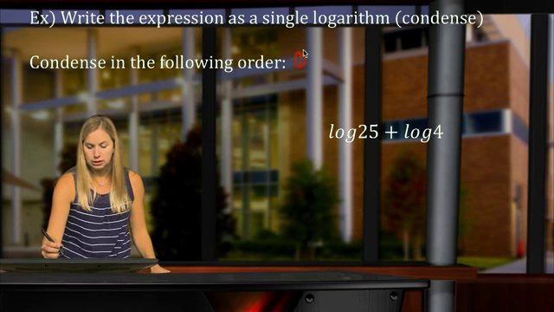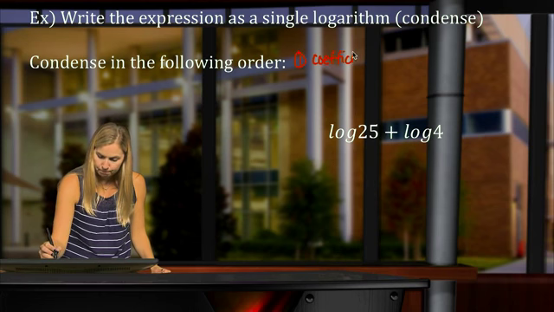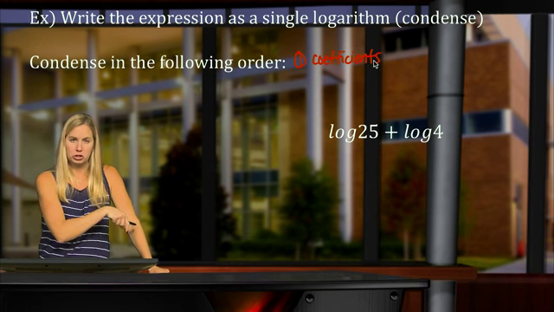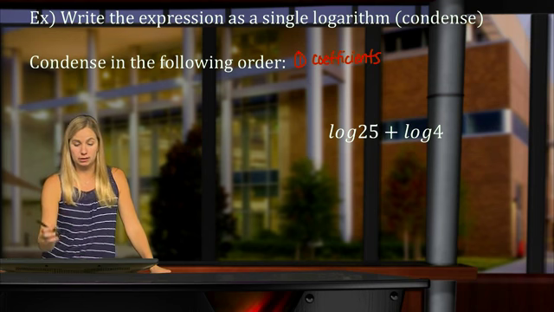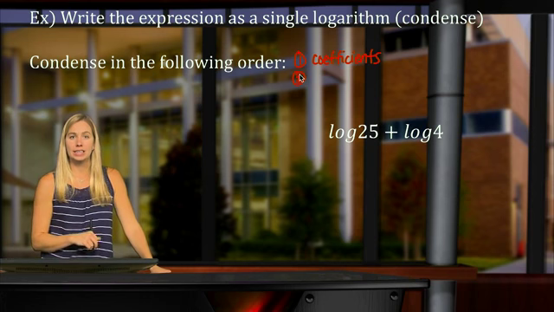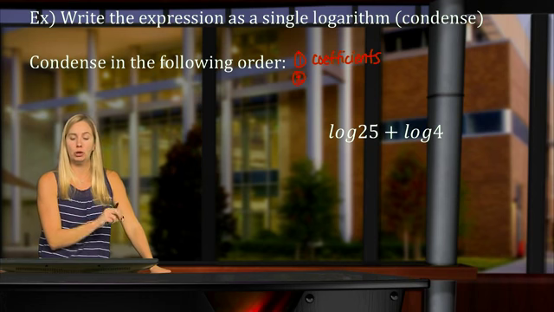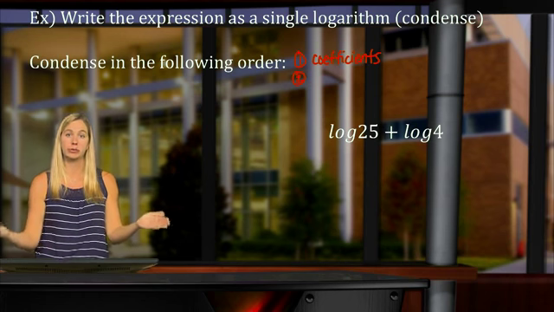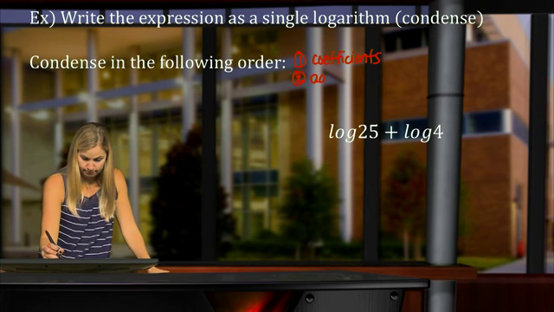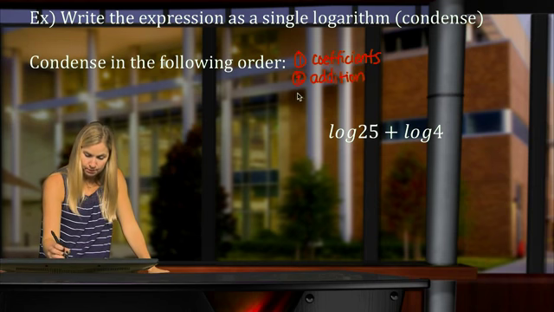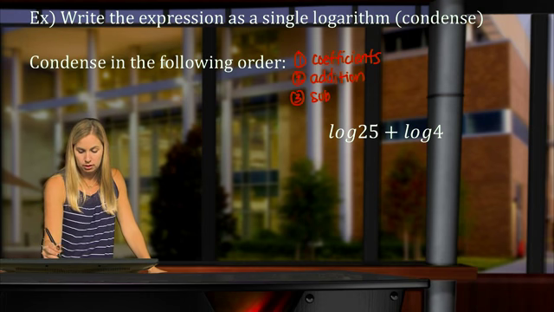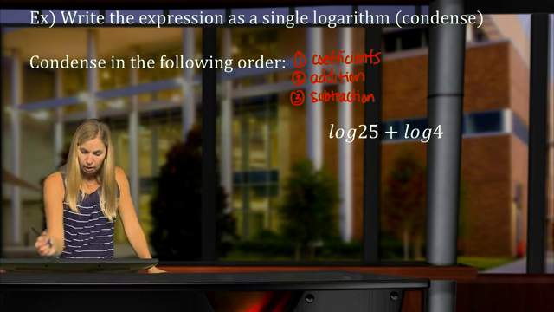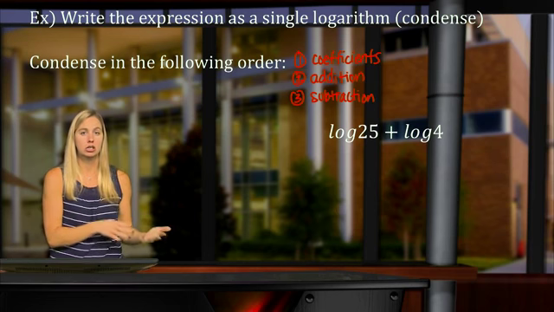So the first thing we're actually going to do is get rid of our coefficients, which is what we were talking about when we expanded the exponents. The exponents came down as coefficients. So now when we're condensing, we're going to take our coefficients first and make them all exponents. Then you want to condense any addition. Remember, the second step when we were expanding was the multiplication, which became addition, so we want to condense any addition. And then last but not least, hopefully at this point we only have two terms being subtracted. And our last step will be to condense that subtraction using division.